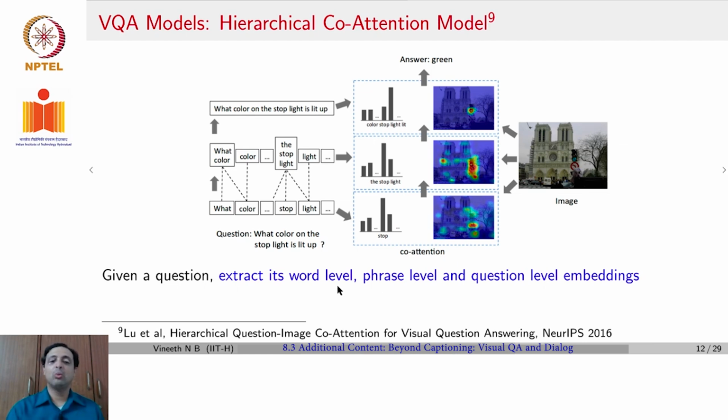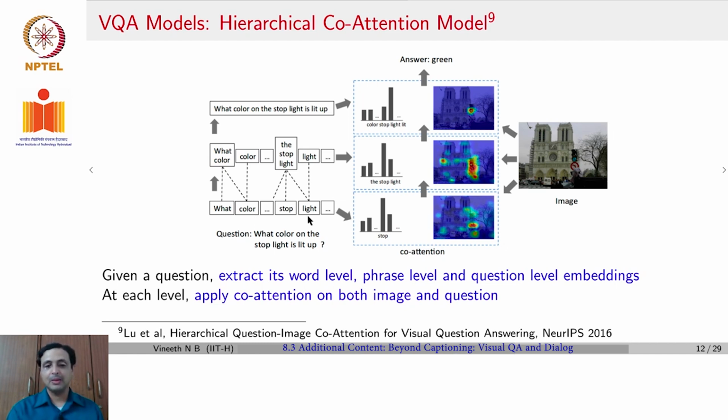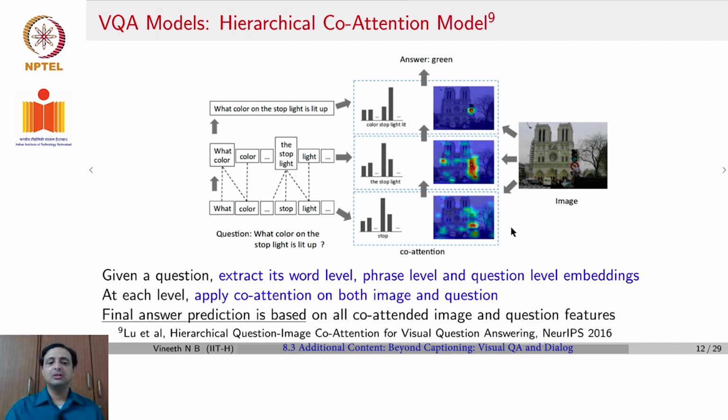So you extract word level, phrase level and question level embeddings. At each level, you apply co-attention. So both for a word level map embedding, you apply attention on the question as well as the corresponding image. Similarly for the phrase level and the question level. The final answer is based on all the co-attended image and question features.